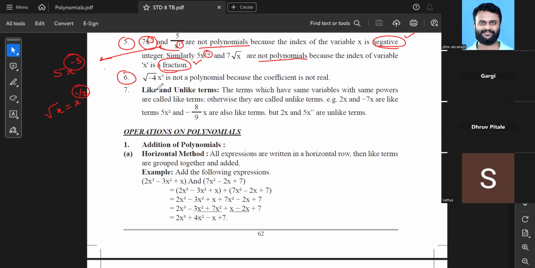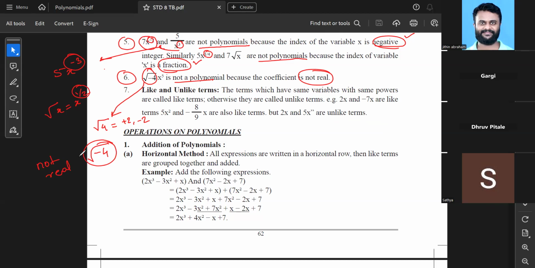The sixth point also suggests similar things. For example, this particular term, root of minus 4 multiplied by x raised to 5. It is also not a polynomial. Why? Because the coefficient also is not real. So what is the coefficient in this case? My root of minus 4. I know that root of 4 is either plus 2 or minus 2. But root of minus 4 is not a real number.